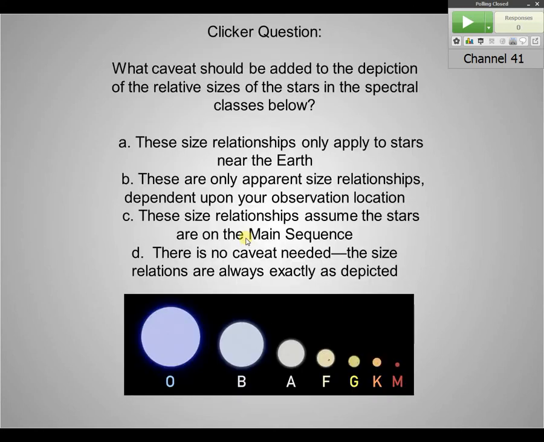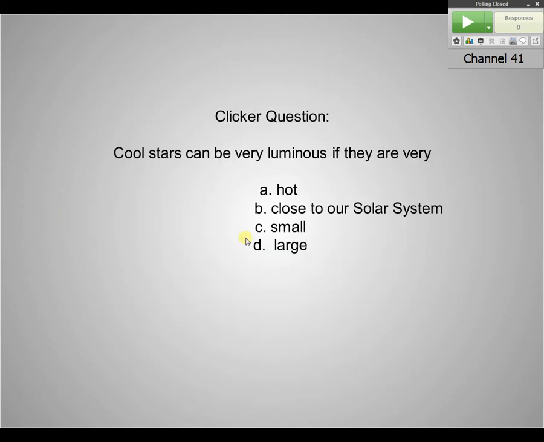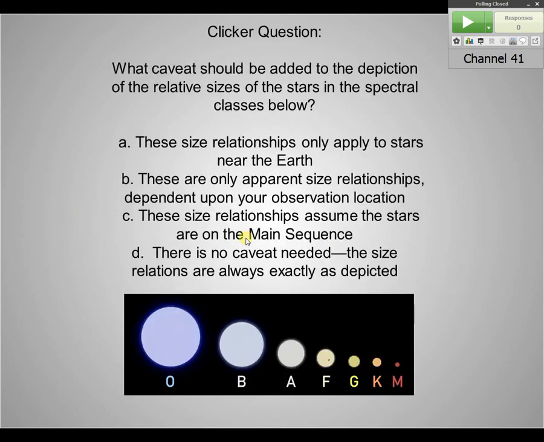Okay, and we went through these clicker questions, so don't feel the need to start clicking. We already went through these.